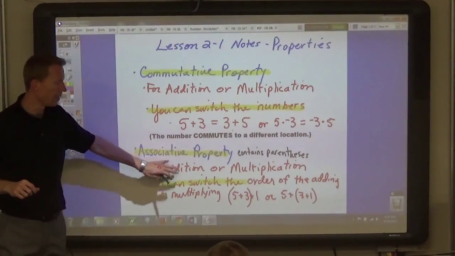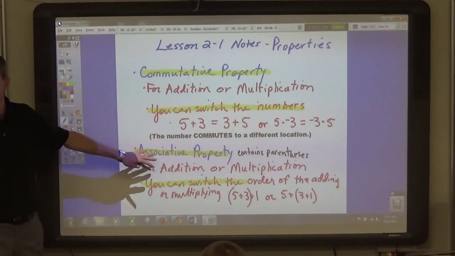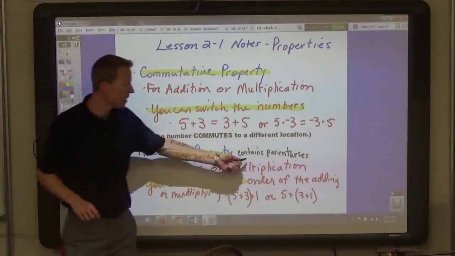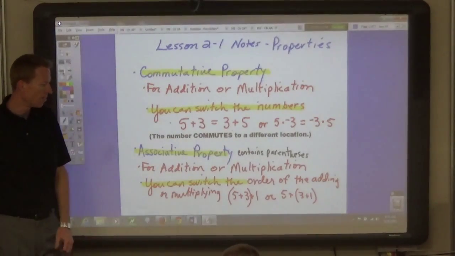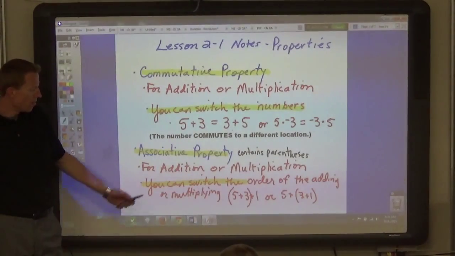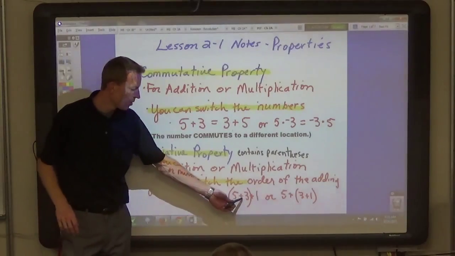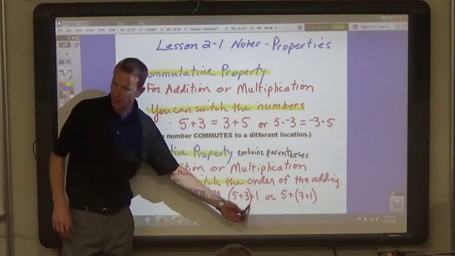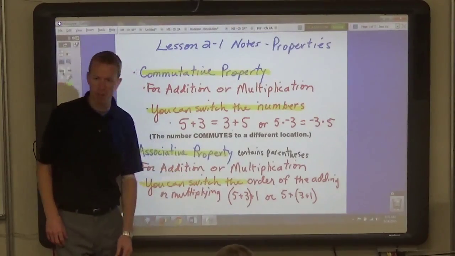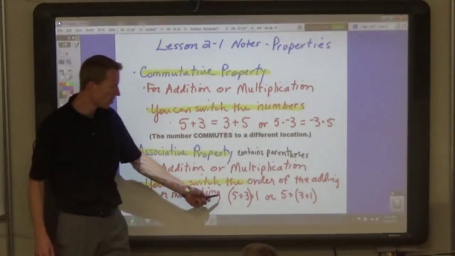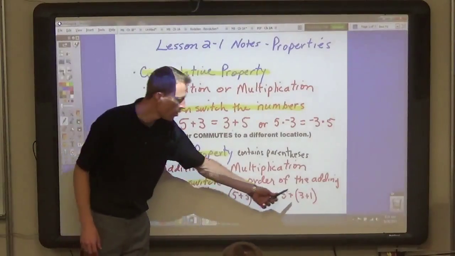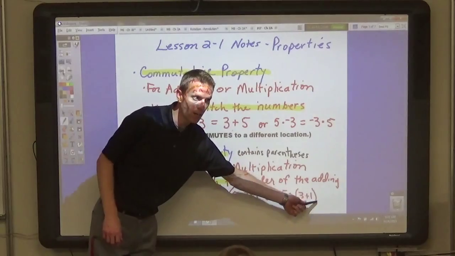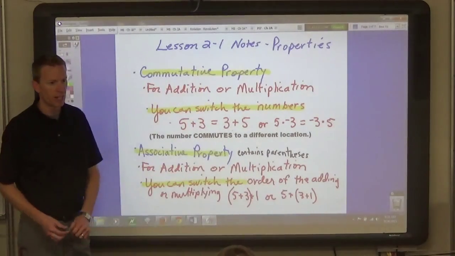The associative property. State your guess, okay? The associative property, most of the time it contains parentheses. Now, notice in this example, 5 plus 3 plus 1. If we were just going to do this problem, we would work it out in order from left to right. But the associative property says that since this is all addition, you could do 3 plus 1 first. In other words, you could put parentheses around 3 plus 1 and do that first.